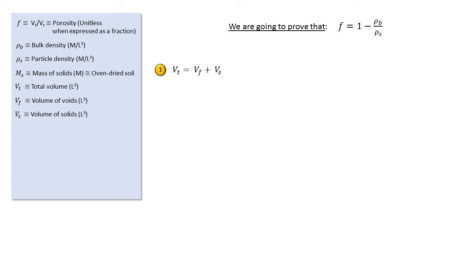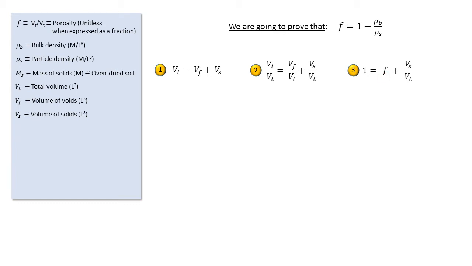Let's start proving this relationship by stating that the total volume is equal to the volume of voids plus the volume of solids. If we then divide each term of this equation by the total volume, we get the following two expressions. Something interesting in this step is that the volume of voids divided by the total volume is equal to porosity.